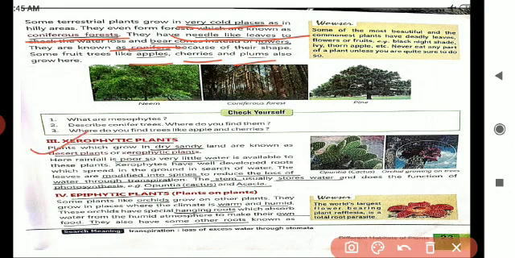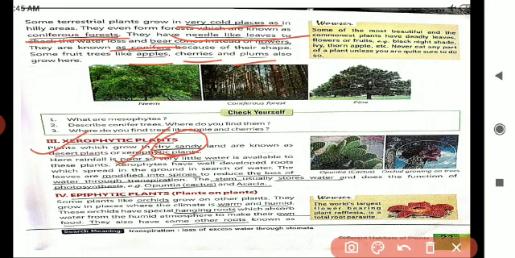Next one is xerophytic plants. Plants which grow in dry sand, that means desert, are known as desert plants or xerophytic plants. Here the rainfall is very poor, very little. Okay children, in this place the stem will perform the function of a leaf to get food.